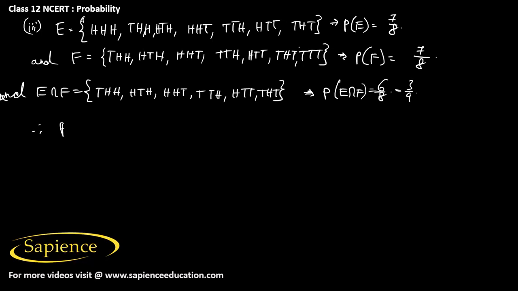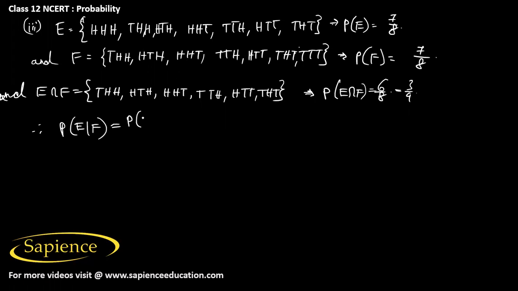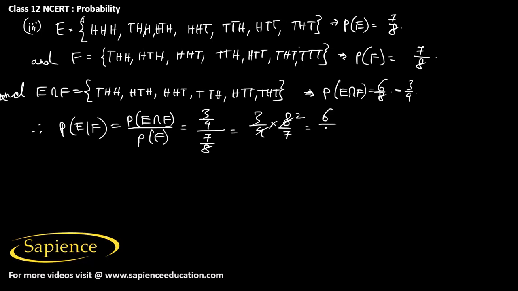And therefore, we have to find the probability of E given F. So that will be the probability of E intersection F divided by the probability of F. So the probability of E intersection F is 3 by 4, divided by the probability of F, that is 7 by 8. So this would be 3 by 4 into 8 by 7. So 4 into 2 is 8. So this would be 6 by 7. So these are the final answers. Thank you.